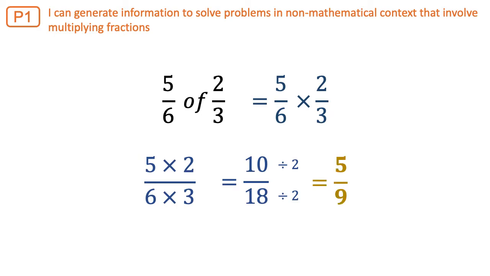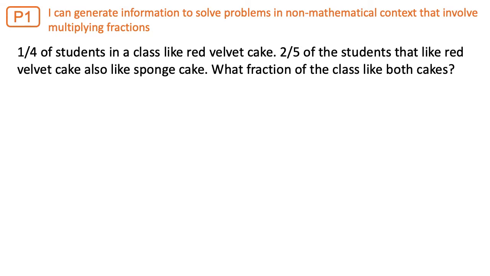Let's have a look at this question. A quarter of students in a class like red velvet cake. 2/5 of the students that like red velvet cake also like sponge cake. What fraction of the class like both cakes?